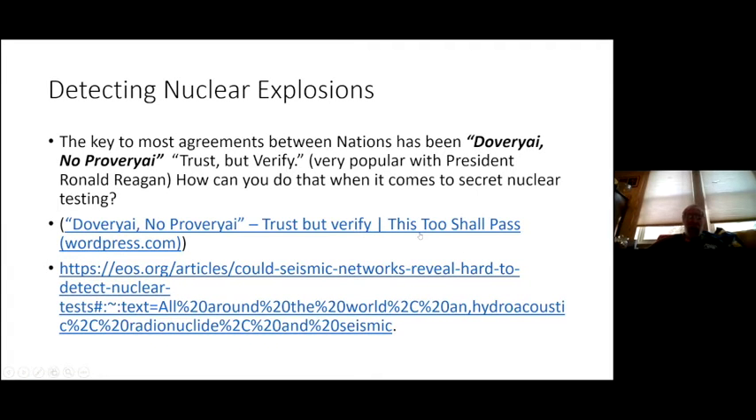The key to most agreements between nations has been, in Russian, the rhyming phrase doveryai, no proveryai, which means trust but verify, an expression that was very popular with President Ronald Reagan. But how do we do that when it comes to secret nuclear testing?